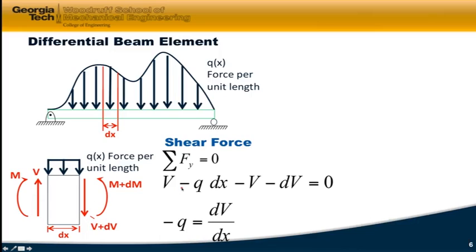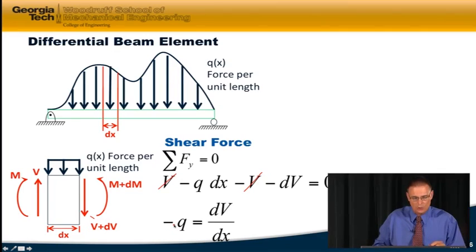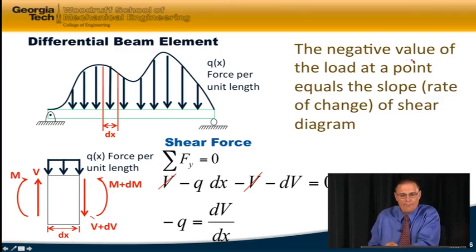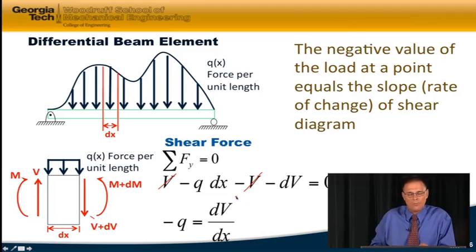So I've got V up minus Q dx minus V plus dV equals 0. I can rearrange that. First of all, I can cancel the V on both sides, and I can write minus Q is equal to dV/dx. And in words, what that says is minus the value of the load is equal to how the shear is going to change as we move along in the x direction. So I've written that in words here. The negative value of the load at any point equals the rate of change of the shear in the x direction, or the slope, if you will, of the shear diagram.